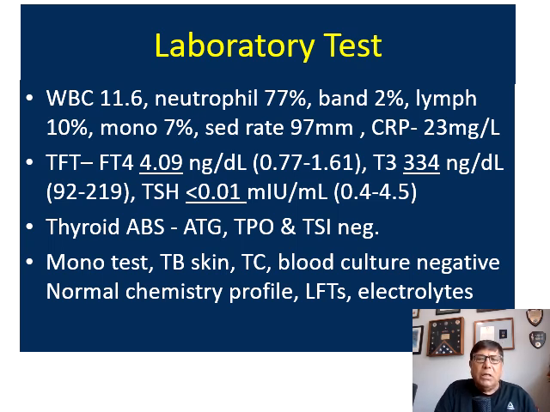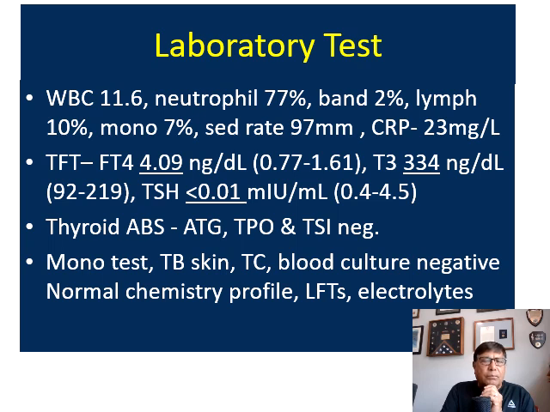The laboratory tests on admission show just a slightly elevated WBC count and neutrophils. Monocytes were 7%, lymphocytes about 10%. The sed rate was clearly elevated to 97, and CRP was also elevated to 23 milligrams per liter.